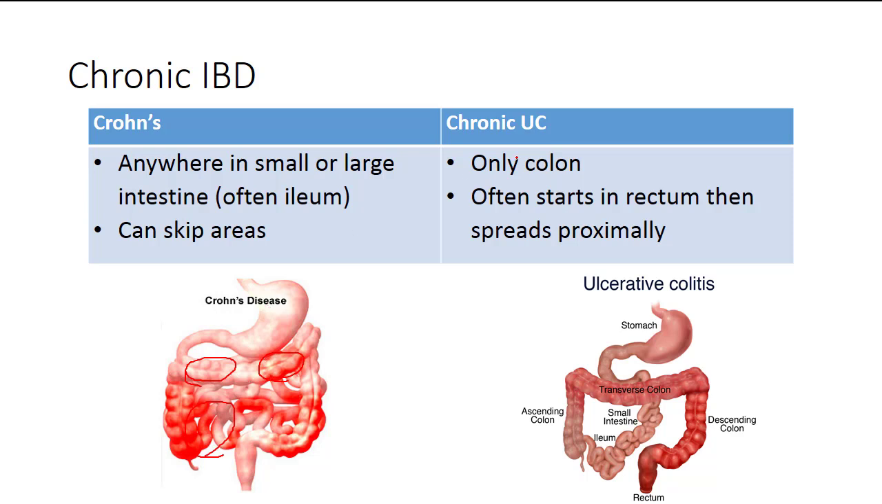In contrast, in chronic UC, the inflammation is only found in the colon, and it often starts in the rectum and then moves and spreads proximally, right? And unlike Crohn's disease, we don't see these skip areas. So it's one continuous area of inflammation that we see in the colon.